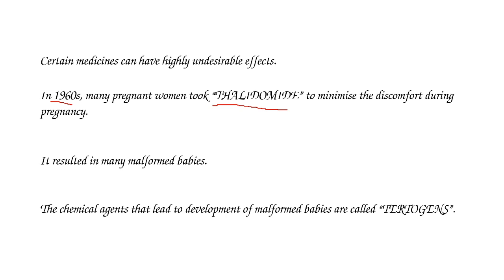Malformation means lack of one or more body parts. The chemical agents that lead to the development of malformed babies are called teratogens. So what is meant by teratogens? The chemical agents that lead to the development of malformed babies are called teratogens. Not only thalidomide, some women are habituated to tobacco, nicotine, or maybe alcohol. This may also lead to malformed babies.